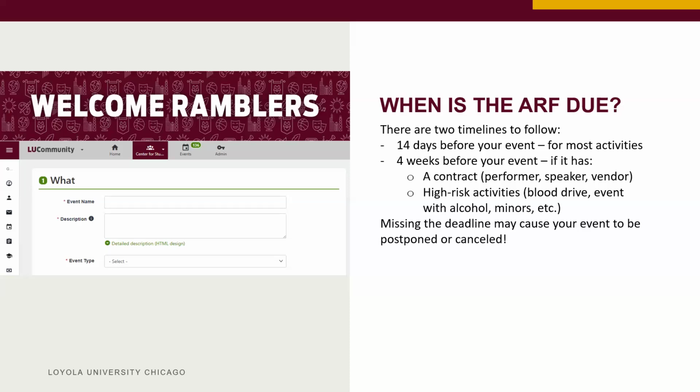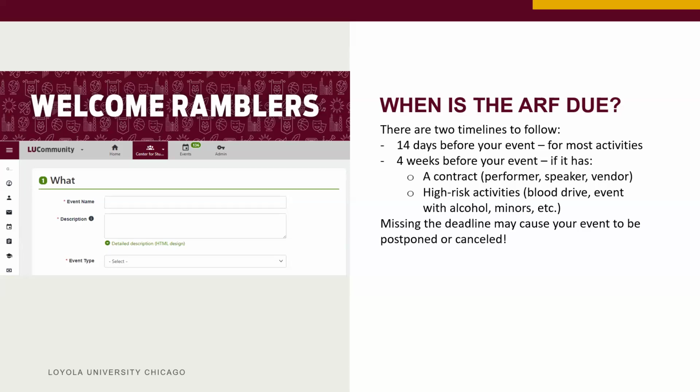There are two main timelines that you need to follow with an ARF. It needs to be submitted either 14 days before your event for most activities, and then 4 weeks before your event if your event or activity has a contract, whether that's a performer or speaker. This includes paid and unpaid speakers, as well as any high-risk activity, so an event with alcohol or minors or a blood drive. Missing the deadline may cause your event to be postponed or canceled.